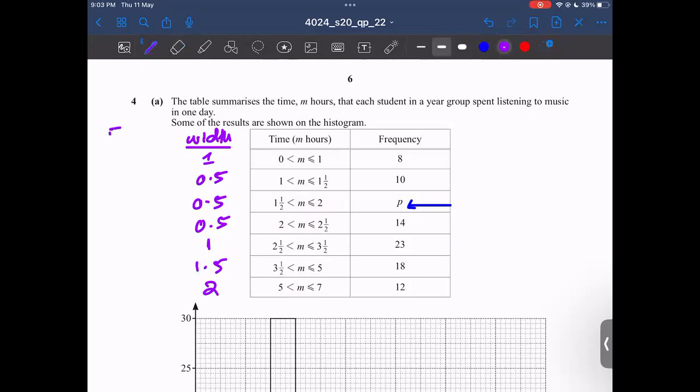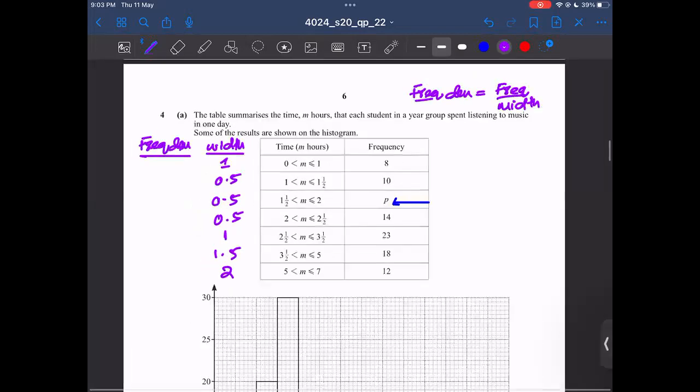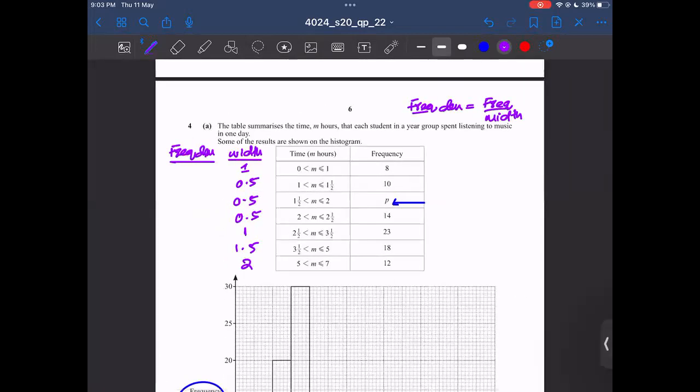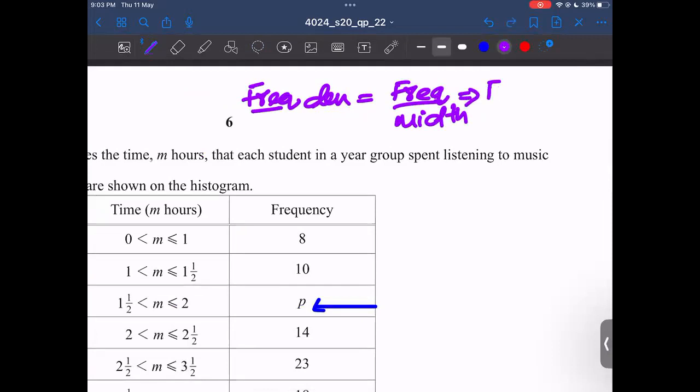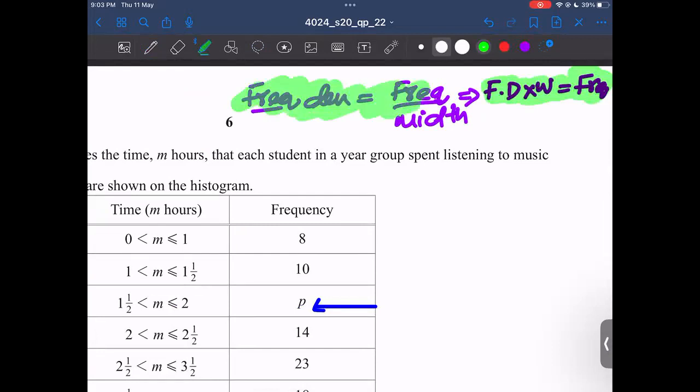Now, how do we calculate the frequency density? The formula to find the frequency density is frequency divided by width. What if I want to find the frequency? I just multiply the width with the frequency density. Frequency density multiplied by width will give you frequency. Right? So this is the formula you can memorize, or you can use this one as well.